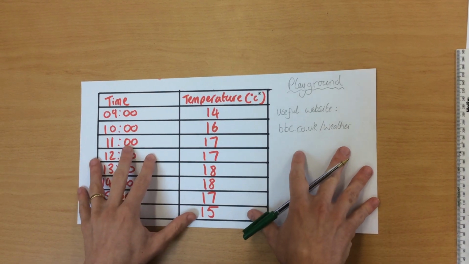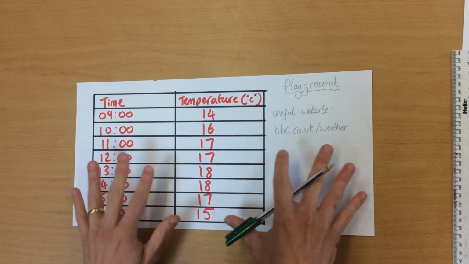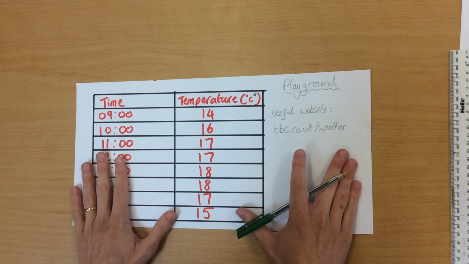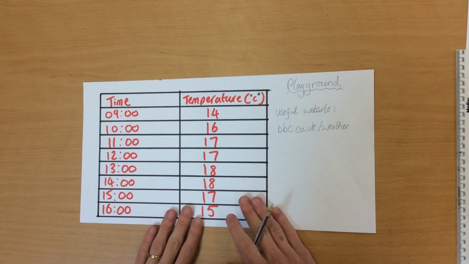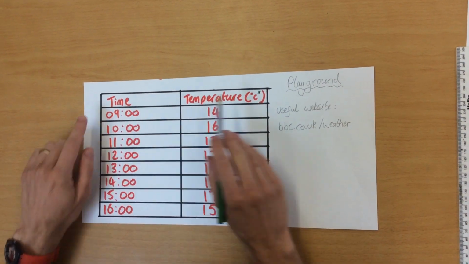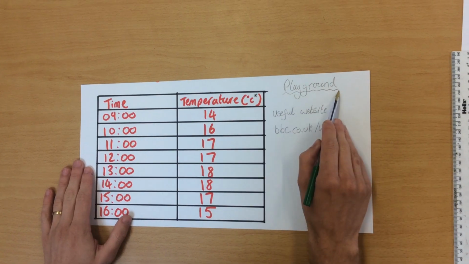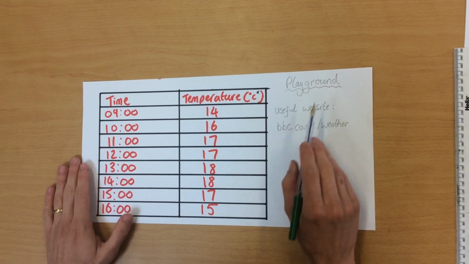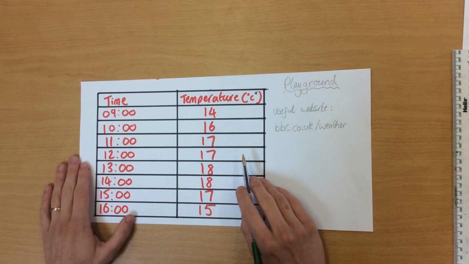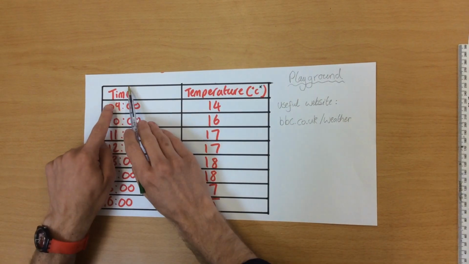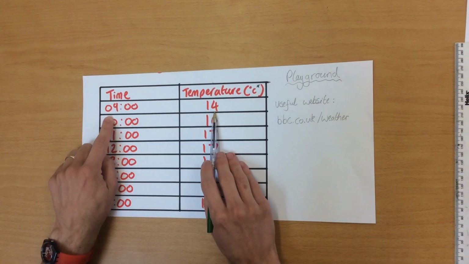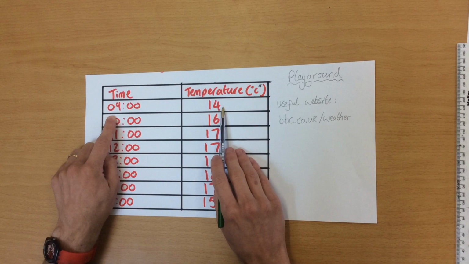So your task today is to record the temperature in a certain area, okay? So this is the one that I've produced, okay? So I've got the different times, and the area I went to the playground, okay? When there was no children outside, I quickly ran out to the playground with my thermometer to check the temperature. So when I went out at 9 o'clock, the temperature outside was 14 degrees Celsius.